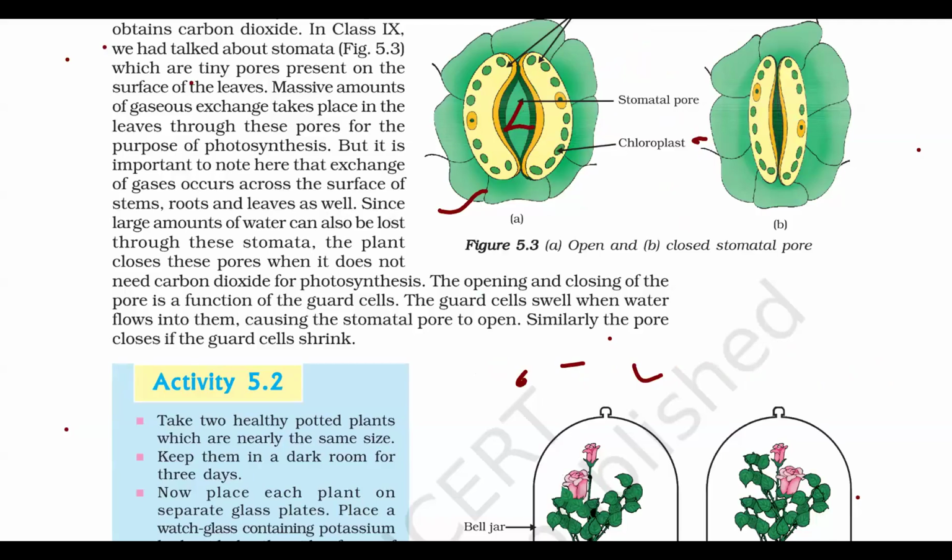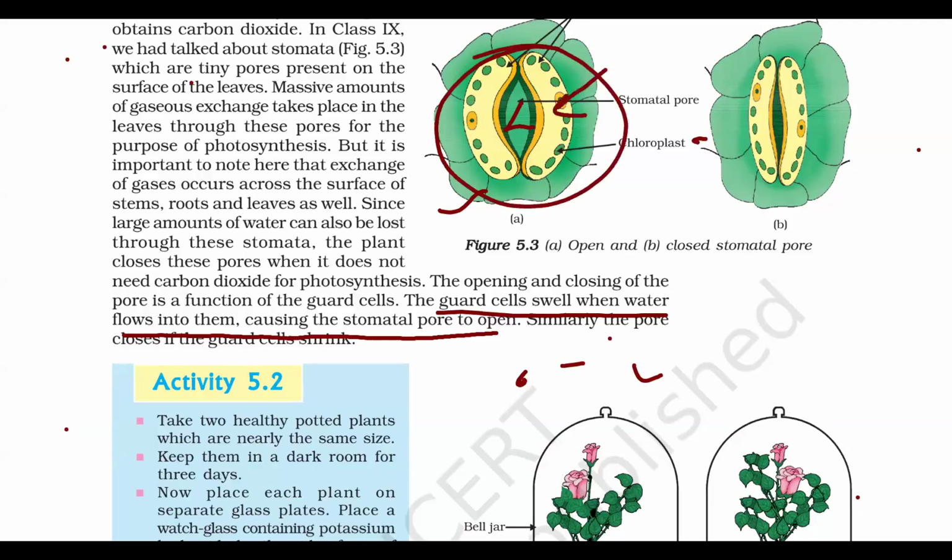So one more point is there. The guard cells swell when water flows into them, causing the stomatal pore to open. What we have discussed in this figure, that when water is going into the guard cells, they are going to swell. Okay, a swollen structure is going to take place, and this pore kind of structure is created at the center, that we call stomatal pore and opening of stomata. When this pore structure is there, we say stomata is open.